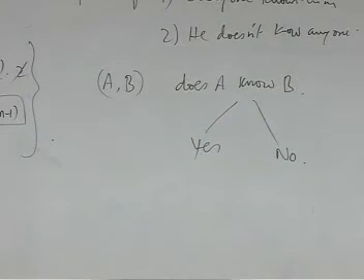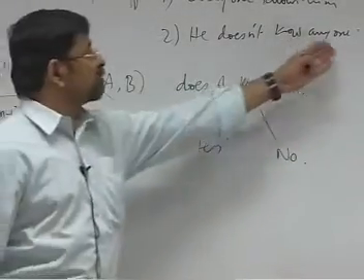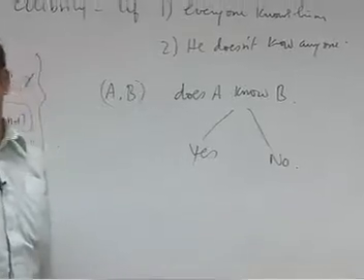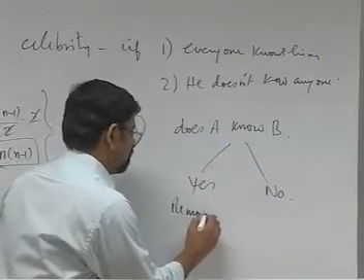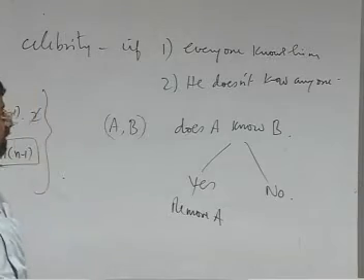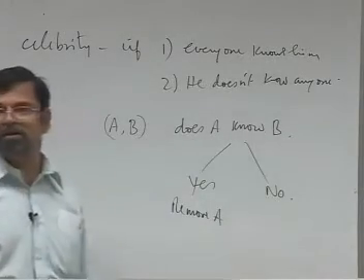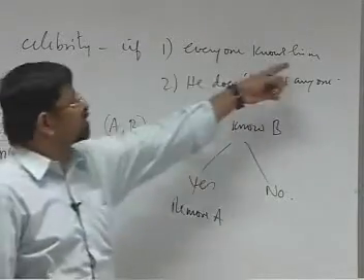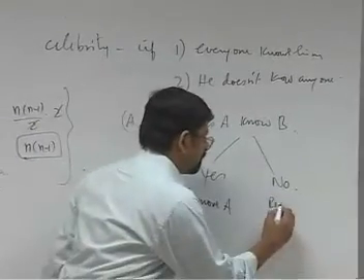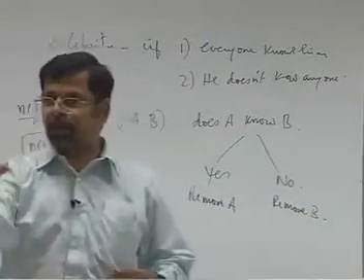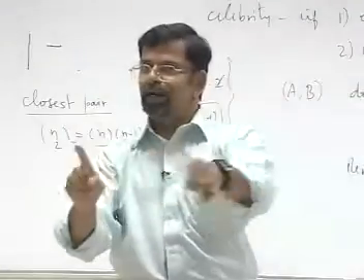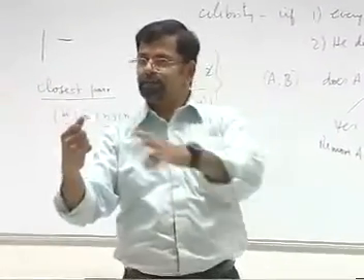If it is yes, A knows B. So, A cannot be a celebrity, because a celebrity doesn't know anyone. Remove A. If the answer is no, A doesn't know B, then B cannot be a celebrity because everyone should know him. Therefore, remove B. So, what you are doing is, you take a pair, ask one question and eliminate one of them, take another pair, eliminate one of them.